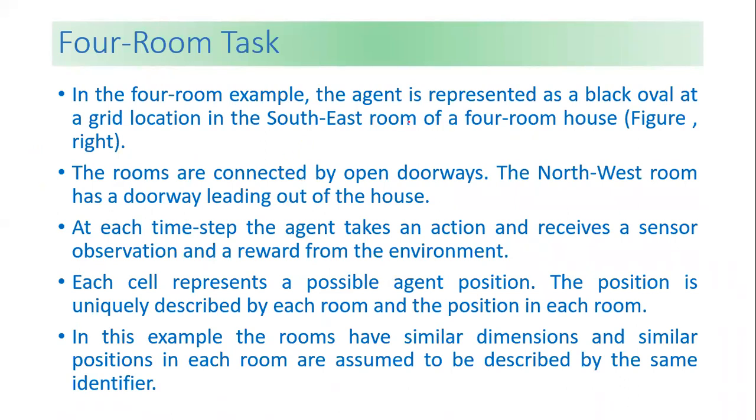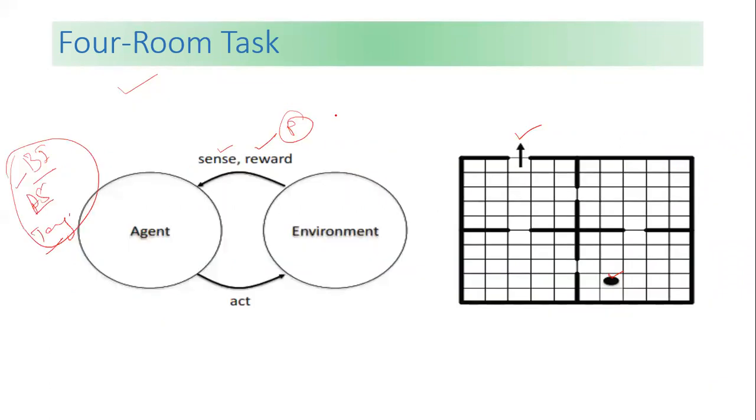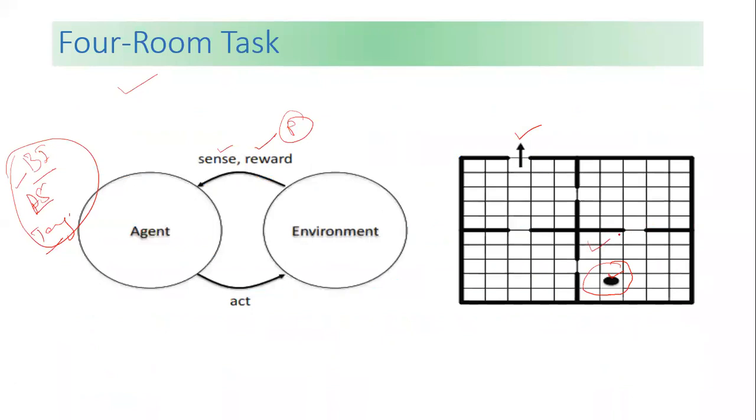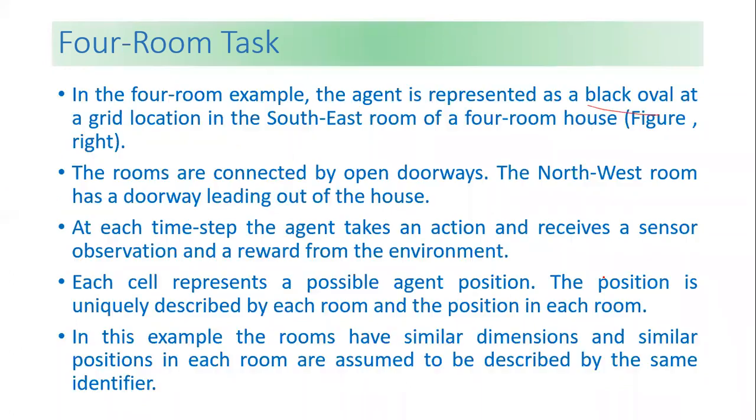In this 4-room example, the agent is represented as a black oval. You have seen that, no? The agent is the black oval. The location is the southeast room of a 4-room house. So this location is the southeast, and the agent, represented by the oval, is in the southeast state.